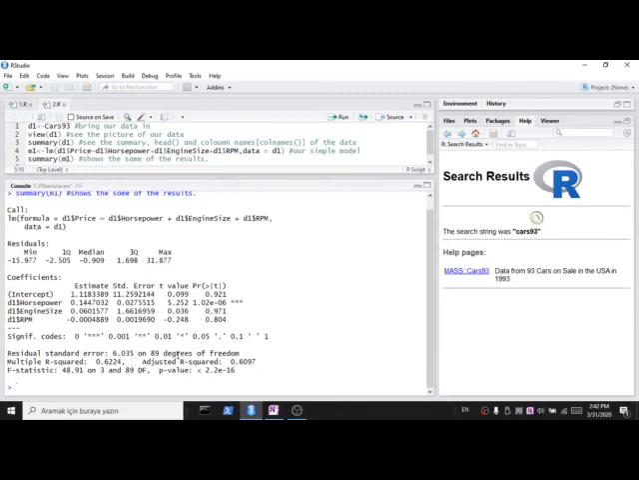The F statistic's p-value is 2.28 e to the power of minus 16. It's also a very small value. It's near zero, almost zero. So the model is significant. It is a good fit model.